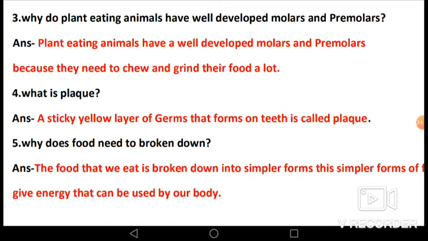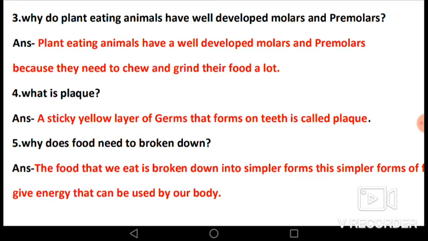Third question. Why do plant-eating animals have well-developed molars and premolars? The answer is plant-eating animals have well-developed molars and premolars because they need to chew and grind their food a lot, as humans also need to chew and grind their food. Plant-eating animals also need these molars and premolars because they perform this function of chewing and grinding the food.